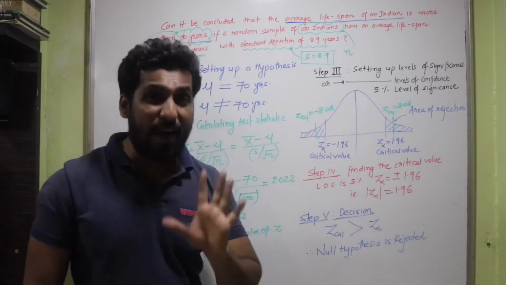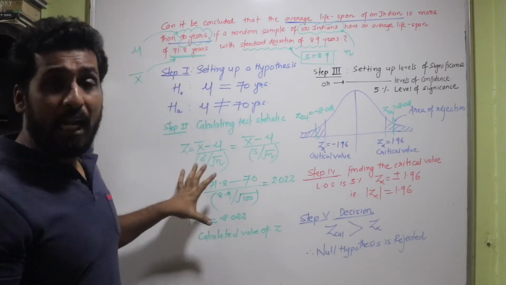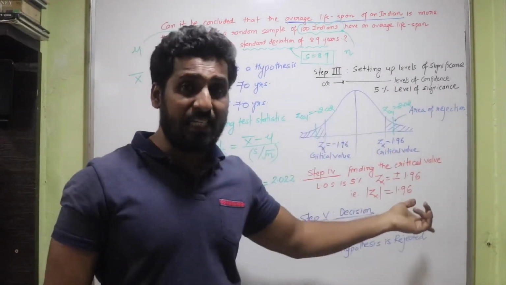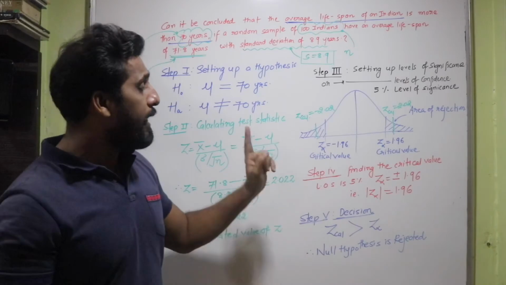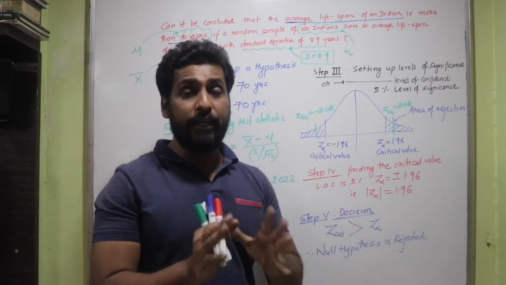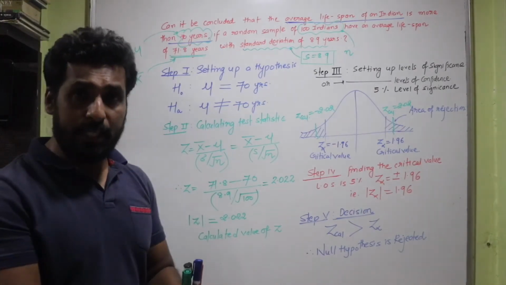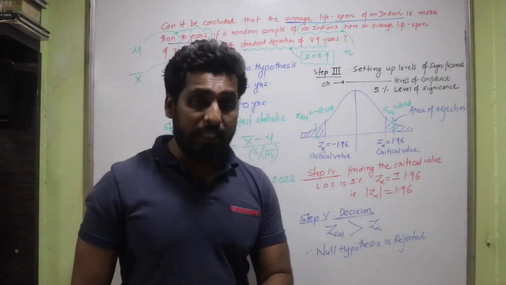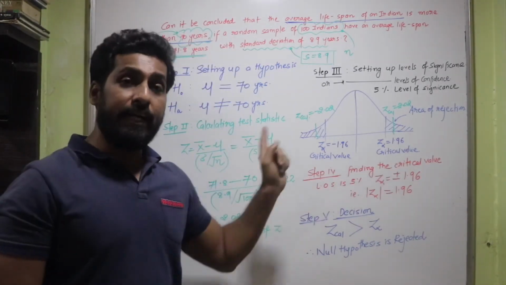So in all there are 5 steps. First step is setting up the hypothesis, then calculating the test statistic, then setting up the level of significance, or we can say level of confidence, but remember they are opposites of each other. The next one is to find the critical value. There are 3 different kinds of level of significance: 1%, 5% and 10%. One of them will be taken, isn't it? Usually we take 5% level of significance. The critical value is 1.96, positive and negative.